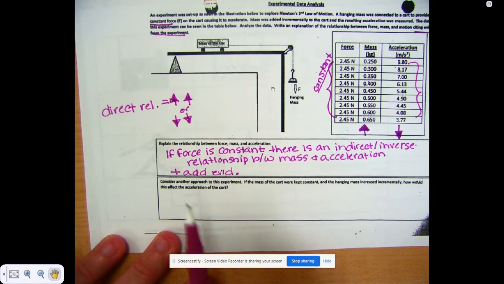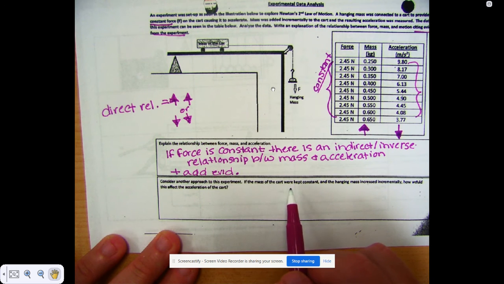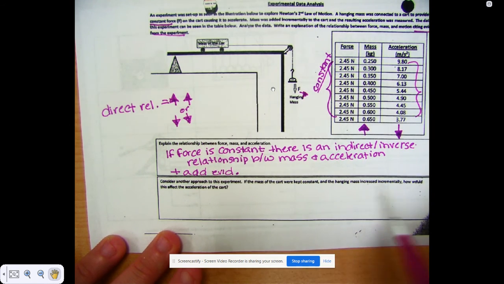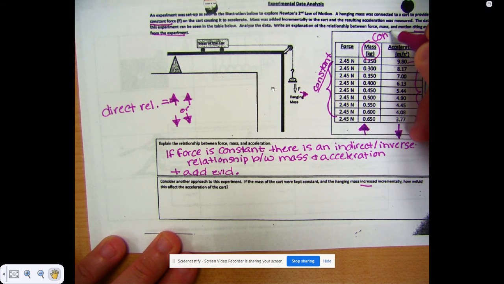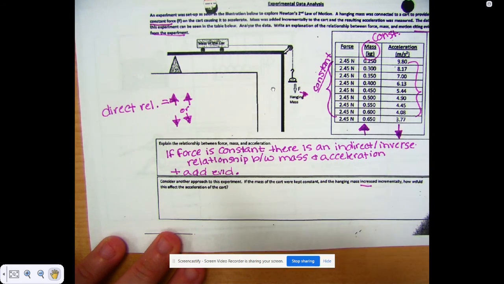Okay. The next part says consider another approach to this experiment. If the mass of the cart were kept constant and the hanging mass increased incrementally, how would this affect the acceleration? So now it says, if the mass of the car were kept constant and the hanging mass, which would be my force, is changed, increasing or decreasing, well, it's increasing, okay, how would this affect the acceleration of the car? All right, so this is constant. How is increasing this number going to affect your acceleration? That's what the question is asking.